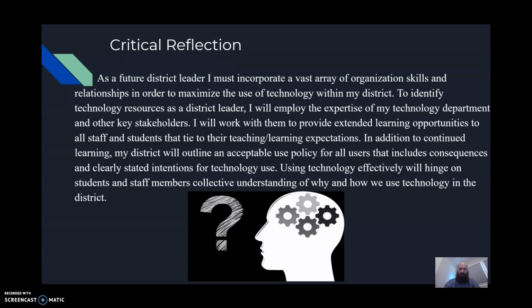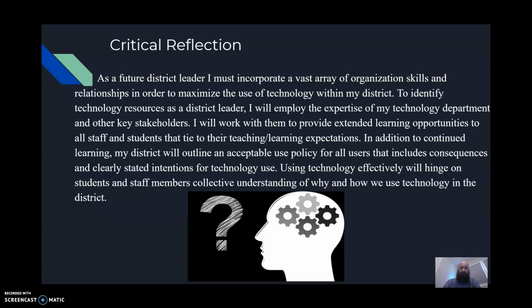As I think back and critically reflect on my knowledge of the tech world, I really understand that I need to incorporate a vast array of organizational skills and relationships in order to maximize tech use within the district. Identifying the resources as a district leader and then really capitalizing on those relationships I've built. Employing the expertise of my tech department and tech leaders, as well as my staff and students. That's going to help me tie that to their learning as well as the district expectations.